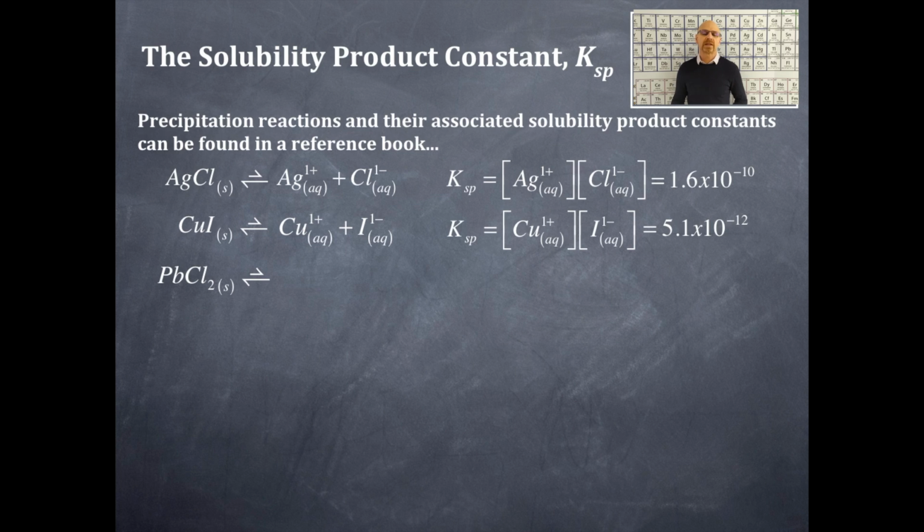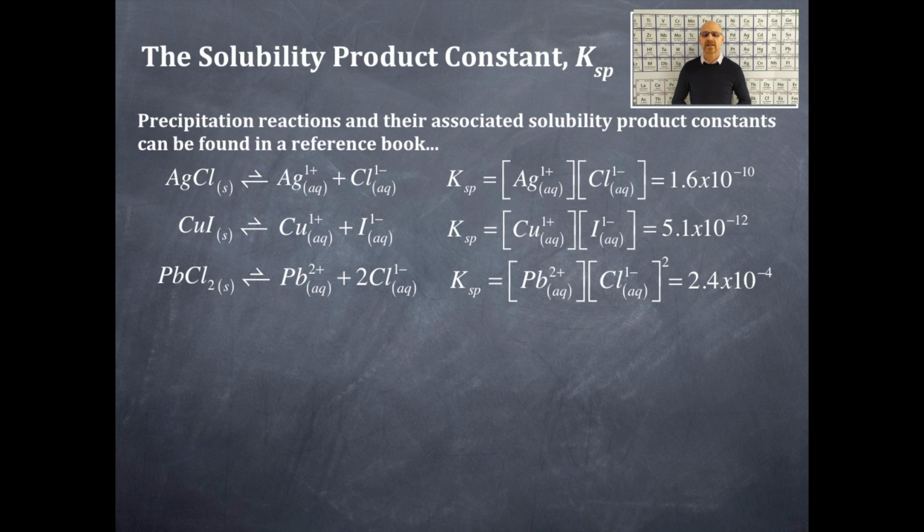Here's another one. This is plumbous chloride. We have plumbous ion and chloride ion. Notice that this time the ratio is not 1 to 1 like on the two previous ones, but it's actually a 1 to 2 ratio. That is 1 lead, the plumbous 2 plus charge, and 2 chloride ions. So if we write our KSP expression for this one, we're going to have the lead to the first power, the chloride to the power of 2. You can look this value up in the appendix as well, and that's 2.4 times 10 to the negative 4. Notice that this equilibrium lies again to the reactant side because the exponent is negative.